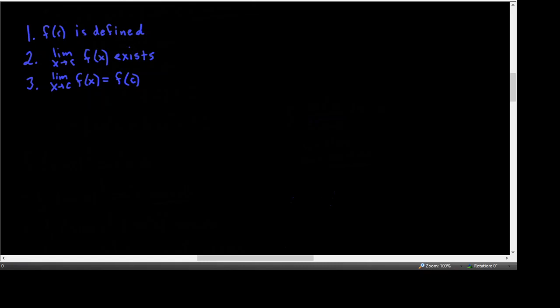So look at figure 1.27. A has a removable discontinuity, and C has a removable discontinuity. The difference between them is that in part C, f of c is actually defined. It's just not where that hole is. And in part A, f of c is not even defined.